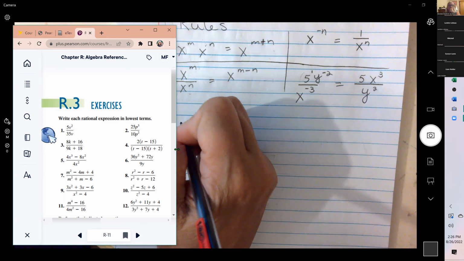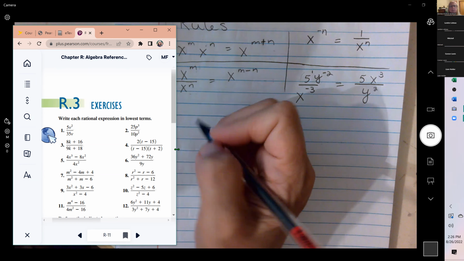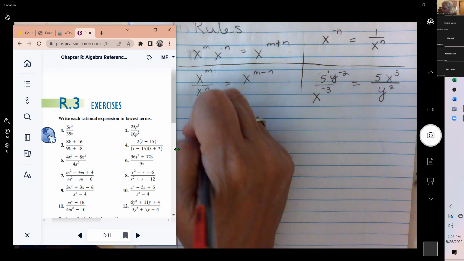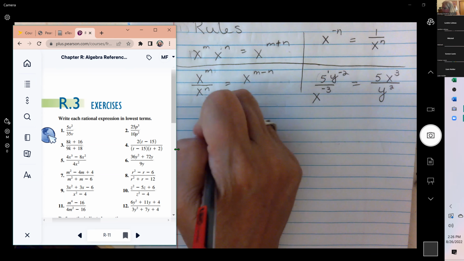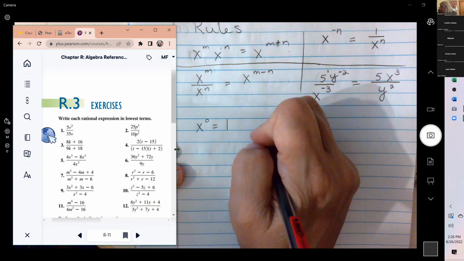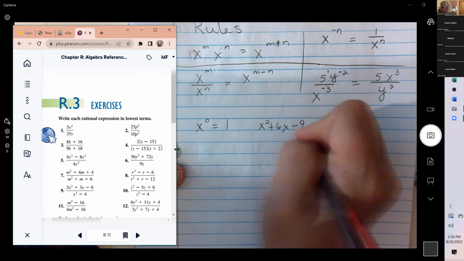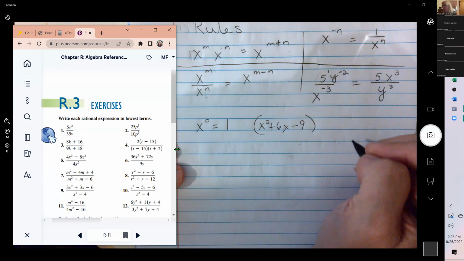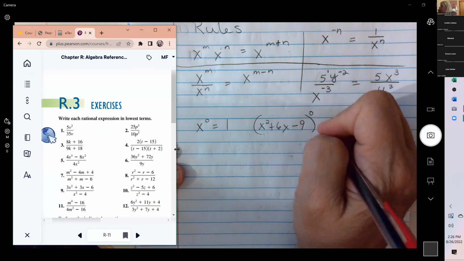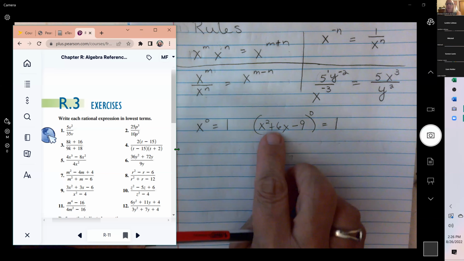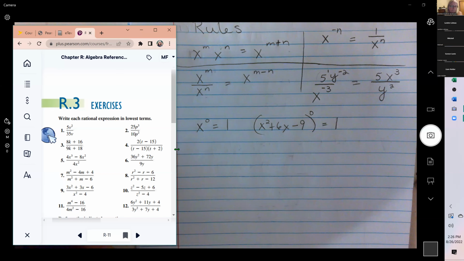And I don't think we get into this one here, but I'll give it to you so you have all your rules together. Anything to the 0 power is 1. So x squared plus 6x minus 9, if all that is to the 0 power, it is just 1. Anything to the 0 power.